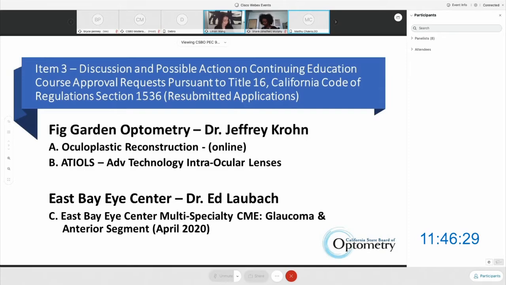Can I have a motion then to pass items in section 3, subsection 3A, 3B, and 3C? So moved. Can I get a second? I'll second. Okay, then we'll go ahead and vote. Thank you, Dr. McIntyre. Dr. Chawla, how do you vote? I vote to approve. Dr. McIntyre? Aye. And Dr. Wong, aye. Items in section 3A, B, and C have been approved.